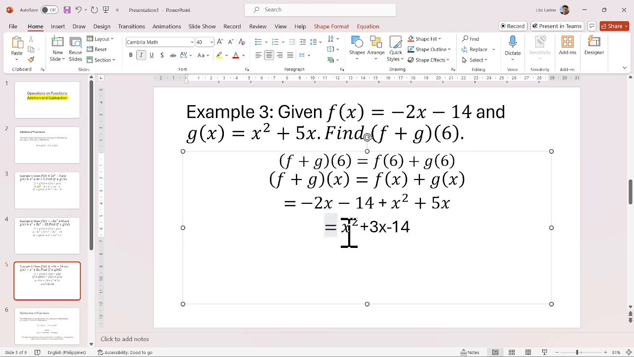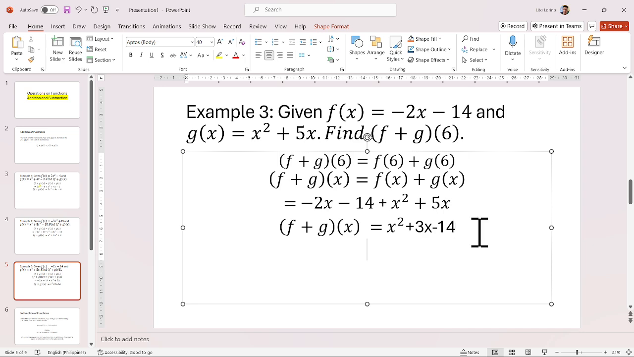Now, we will not stop here, no, because it says here that we need to find f plus g of 6. So, evaluate the sum at x equals 6. Okay? Now, let me just denote this first, for it to be complete. So the f plus g of x is equal to x squared plus 3x minus 14. Now, this is not yet our final answer because we are asked to give f plus g of 6. And we will evaluate this sum when x is 6.